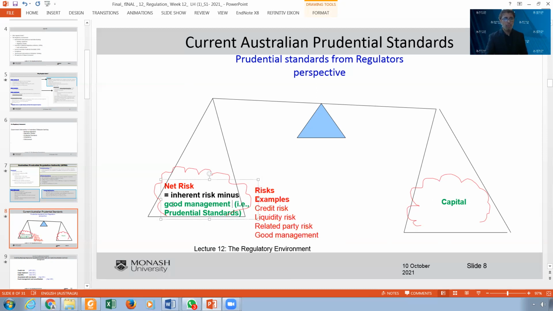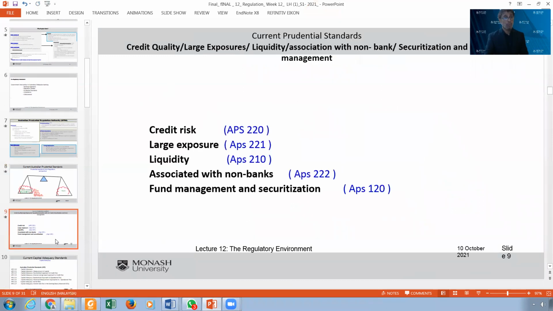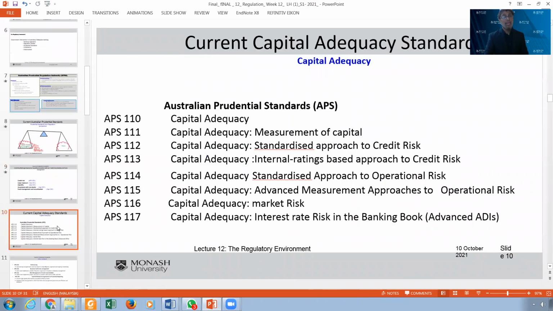So they have to give so many regulations here to control credit risk, market risk, liquidity risk, all of those, which in Australia, and also in this country and so many other countries, are regulated. Those regulations, which we call APS in Australia, Australian Prudential Standards, cover credit risk, market risk, all those issues, as I will show you. For example, credit risk is APS 220, large exposures 221, liquidity 210, associated with banks 222, and then all those issues with the capital 120. I will explain them in detail now.